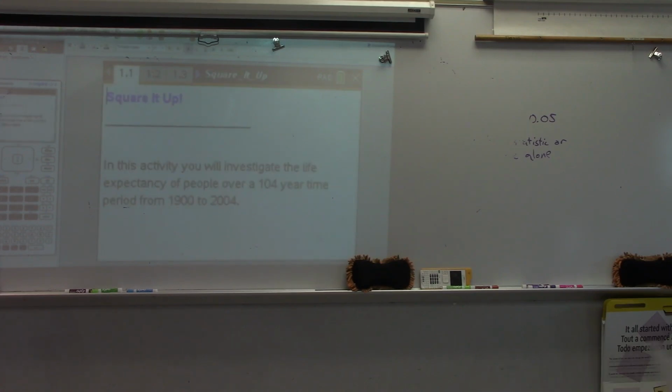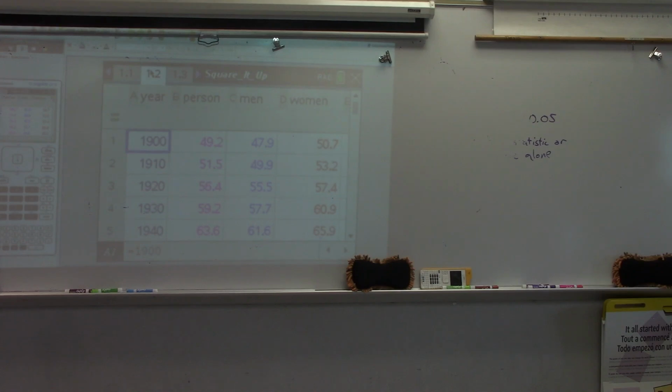Because that's what this activity is supposed to help us understand. Okay, so go ahead and go to 1.2 for me. You want to go ahead and have the squared up task. Go to page 1 of the squared up task. That's the one that's a TI-Nspire file.